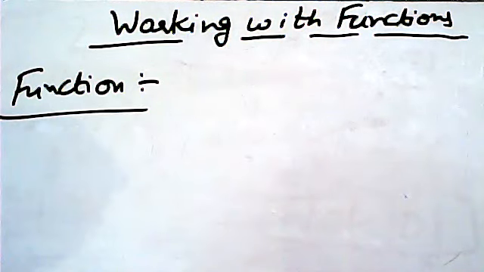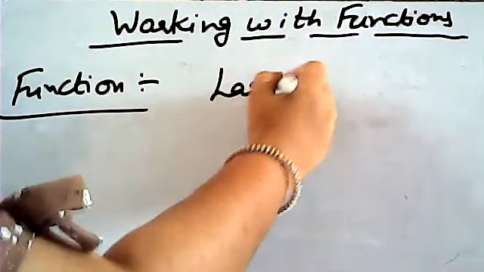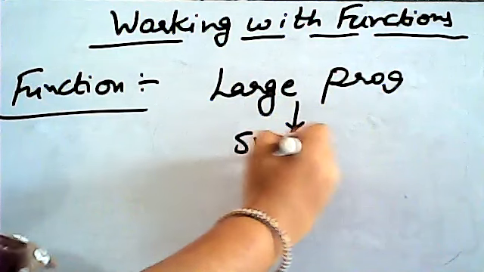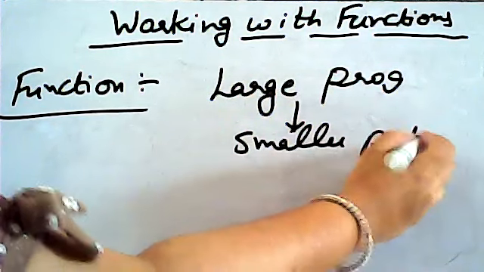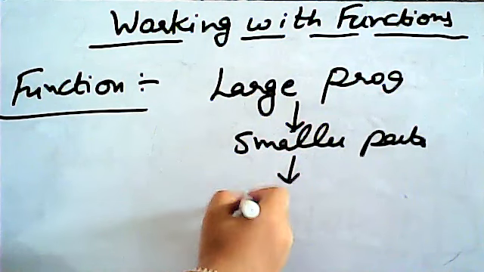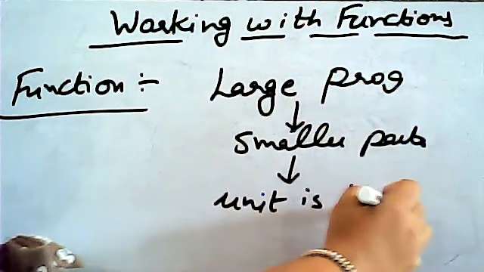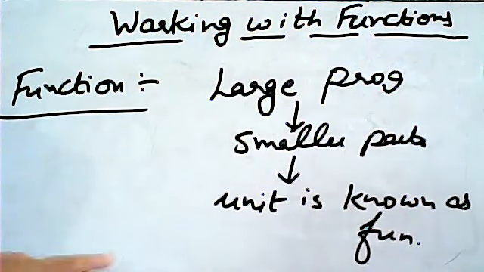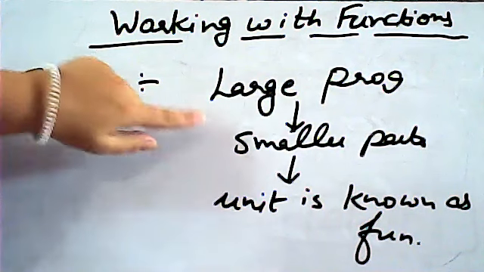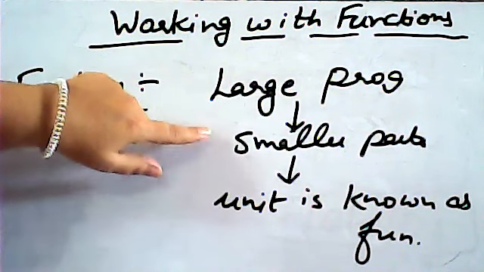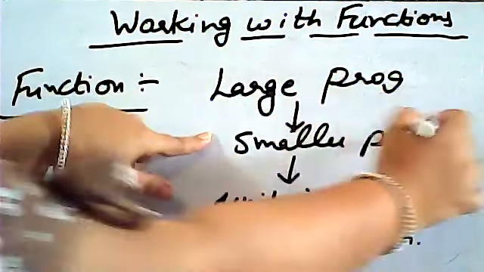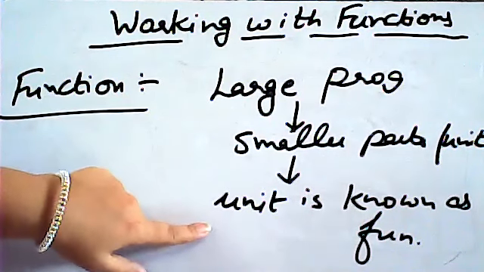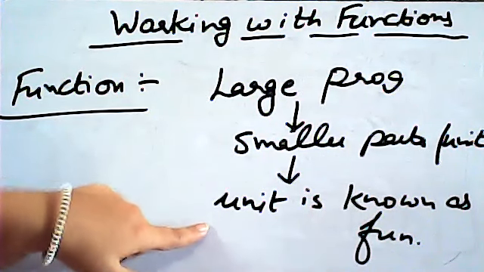When we have a large program and we convert the large program into smaller parts, then that unit is known as a function. Got it? So when a large program is broken down into smaller units, or you can say smaller parts, at that time that unit is known as a function.